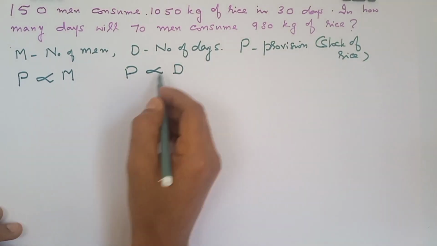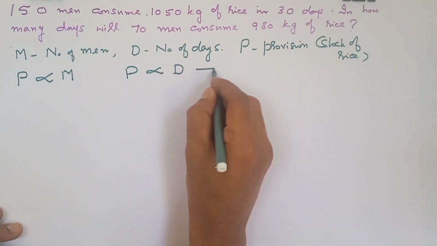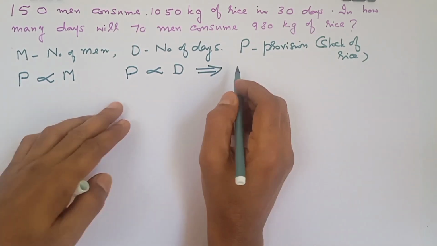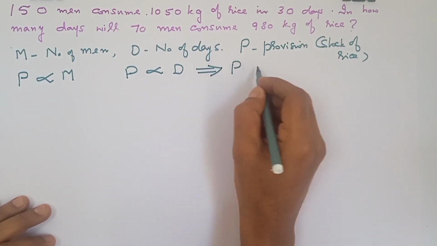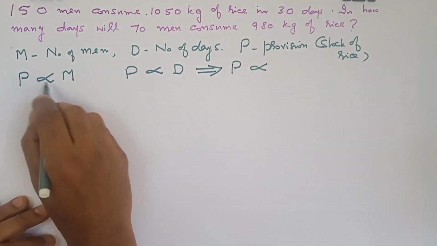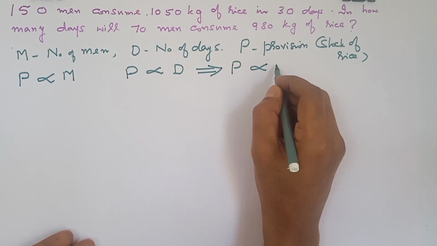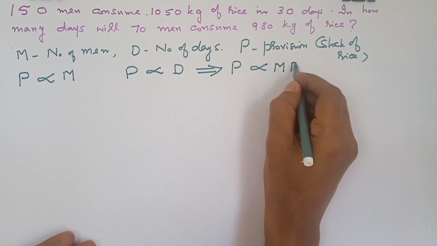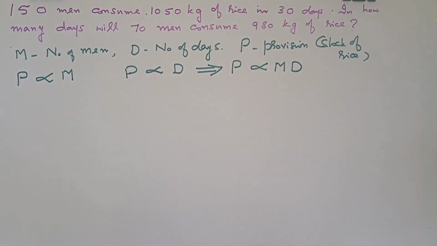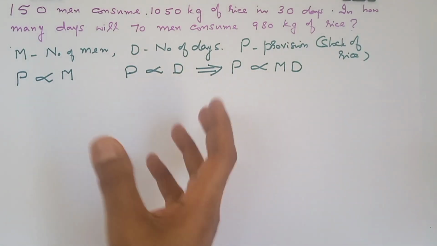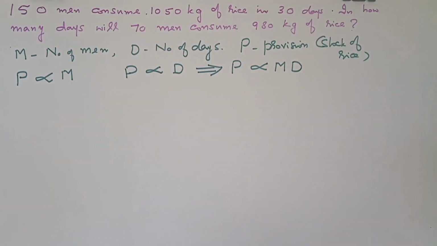Now, combining these two, as given in joint variation, you get this relationship. If P is directly proportional to M and P is directly proportional to D, what did you observe there? P is directly proportional to MD. The basics of joint variation I've already covered in another video, whose link is given in the description below. I would encourage you to go through that video to get a clearer understanding of the solution I am working out here.